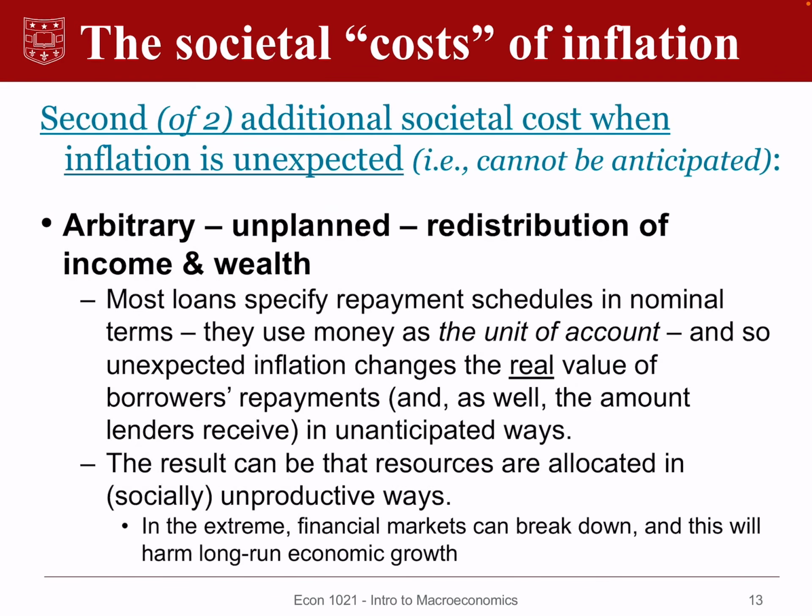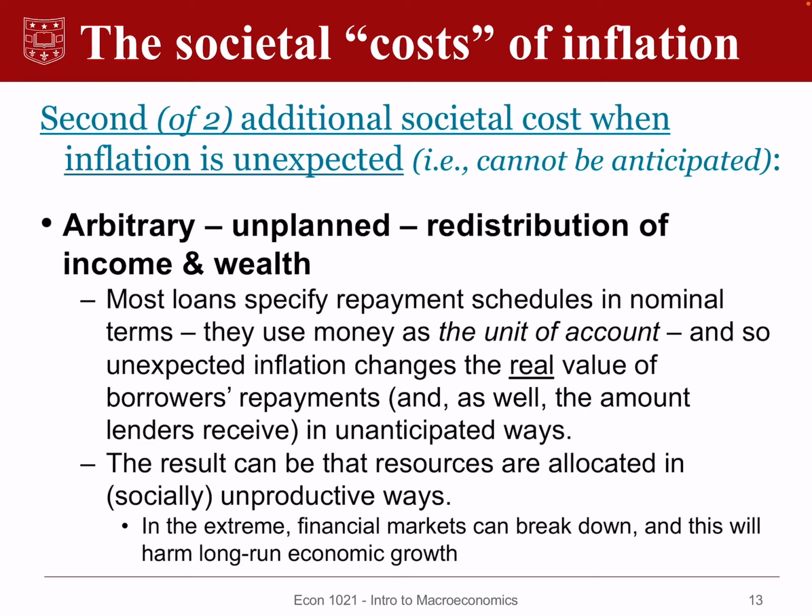The second additional cost of inflation that happens when inflation is not fully anticipated is this idea that there can be an arbitrary or unplanned redistribution of income and wealth. And what this turns on is the act of borrowing and lending, which is why we introduced the interest rate discussion in the previous set of notes.